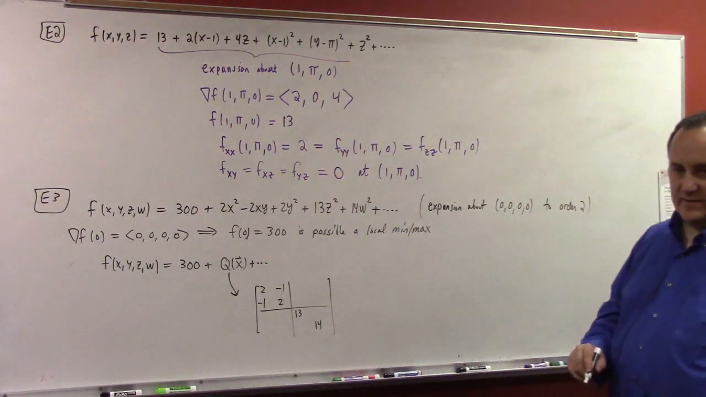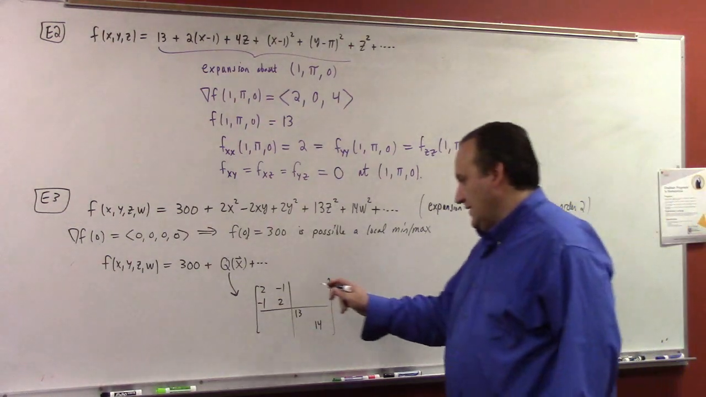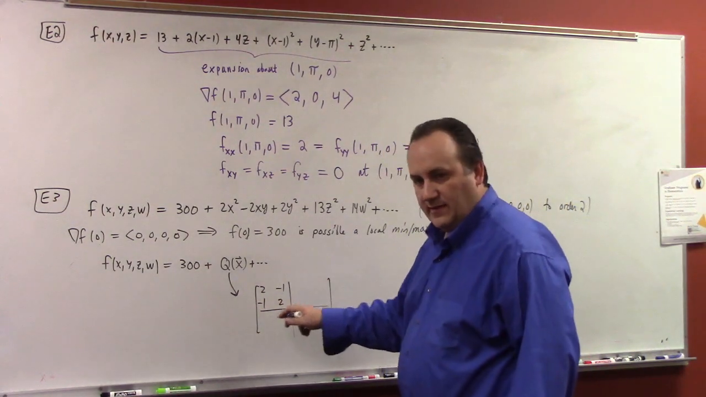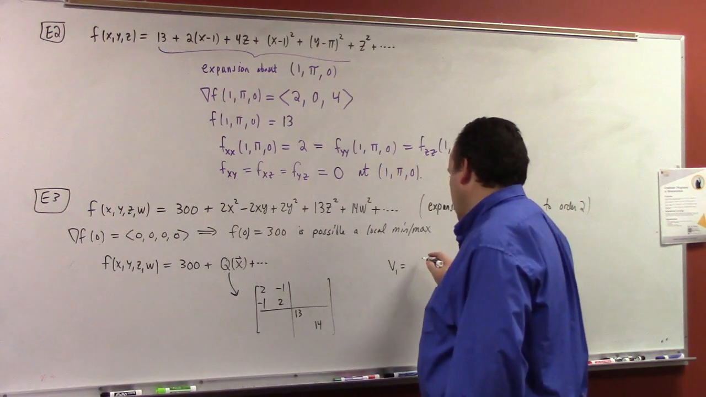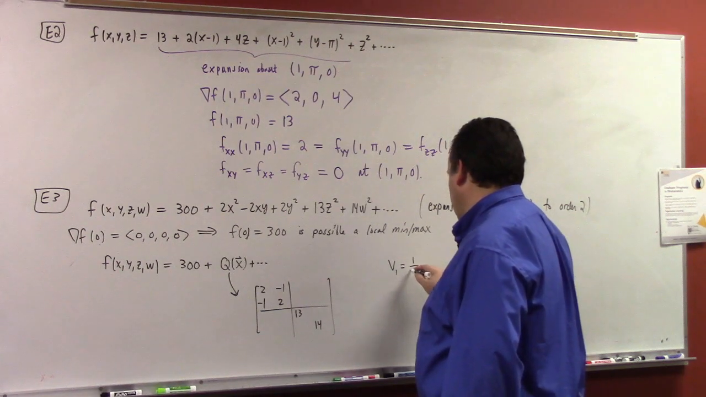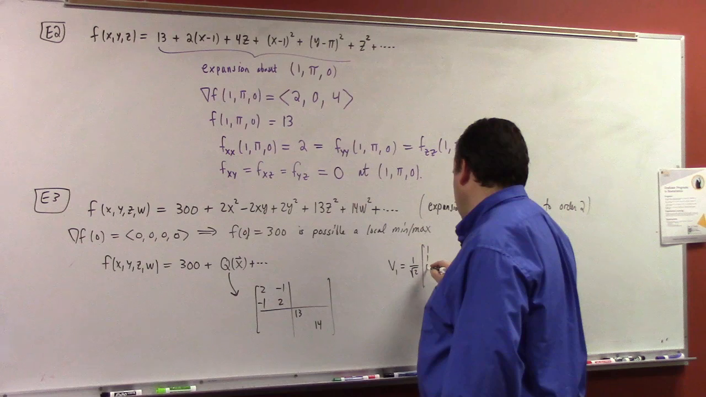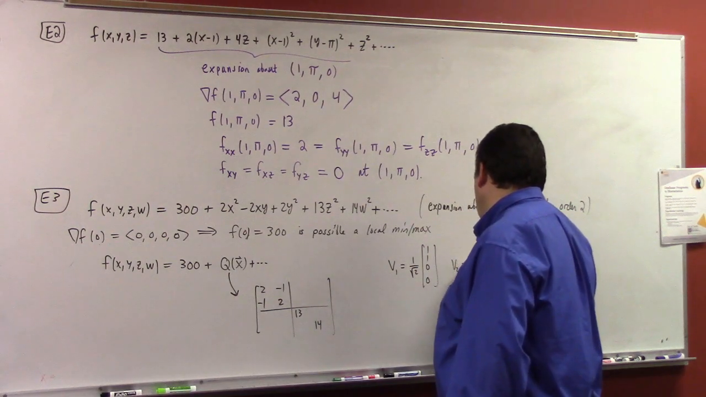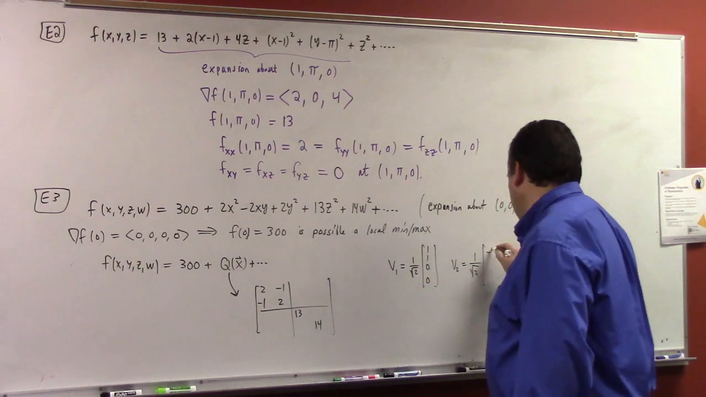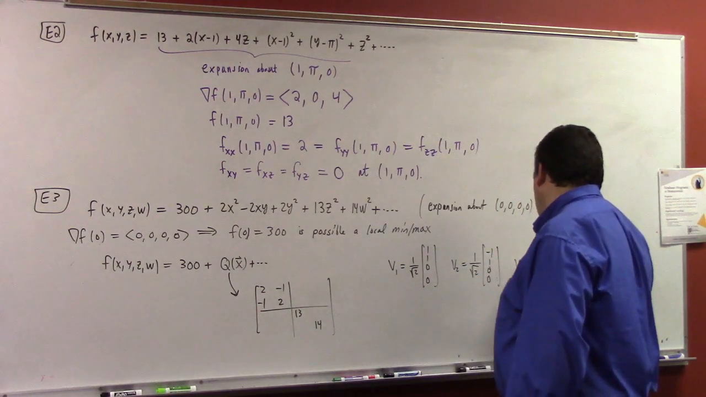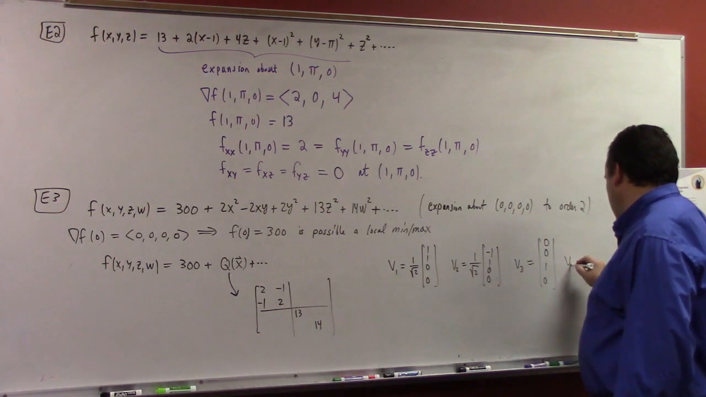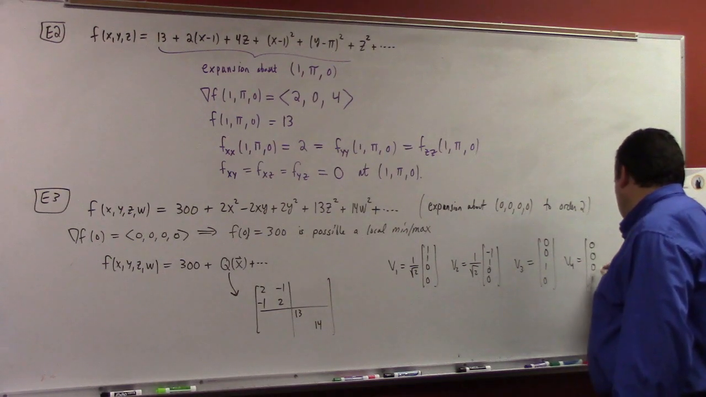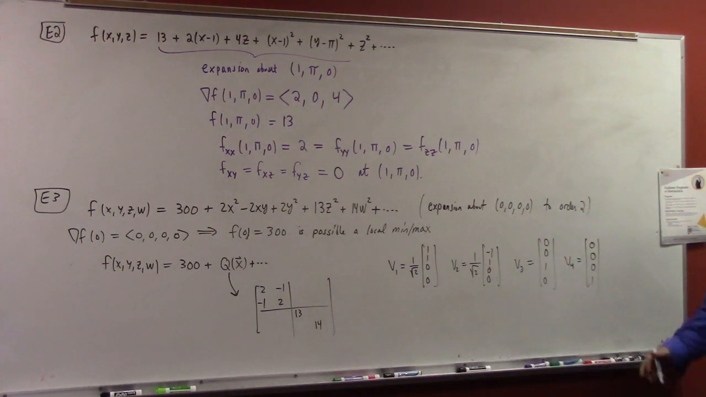From the calculation we just did a bit ago, we know that this matrix has eigenvalues 1 and 3. So we can actually write down v1 is 1 over root 2 times (1, 1, 0, 0), v2 is 1 over root 2 times (minus 1, 1, 0, 0), v3 is (0, 0, 1, 0), v4 is (0, 0, 0, 1). That's an orthonormal eigenbasis for this matrix, exploiting the calculation we did in example 2.